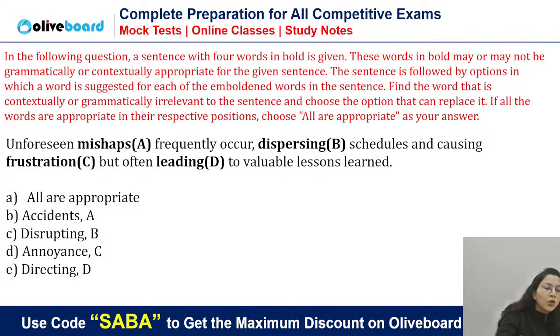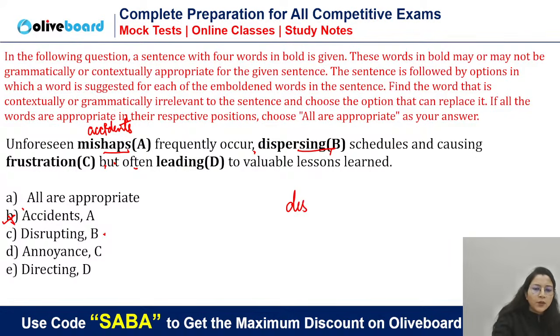Tell me, you have to replace the correct one with another correct one, or you have to replace the wrong one with the correct one. If I talk about mishaps, is this word wrong here? Actually, the synonym of mishap is accident, those who are saying B. Unforeseen accidents, unforeseen mishaps, both are absolutely correct. Got it? So this is correct. You don't need to replace it. Unforeseen mishaps means accidents frequently occur, dispersing schedules.